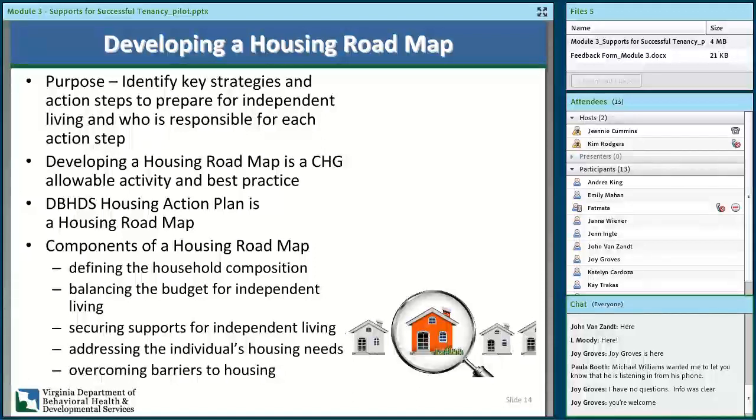The Community Housing Guide, the individual, and his or her support team must outline key strategies, action steps, and persons responsible for accomplishing each component of the housing plan. Let's look at each component of this map in greater detail.